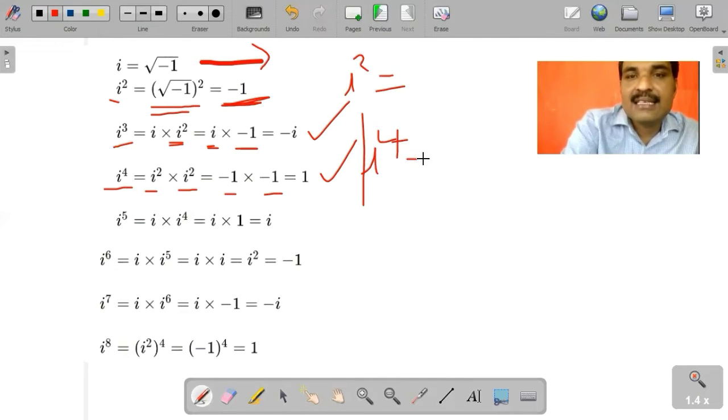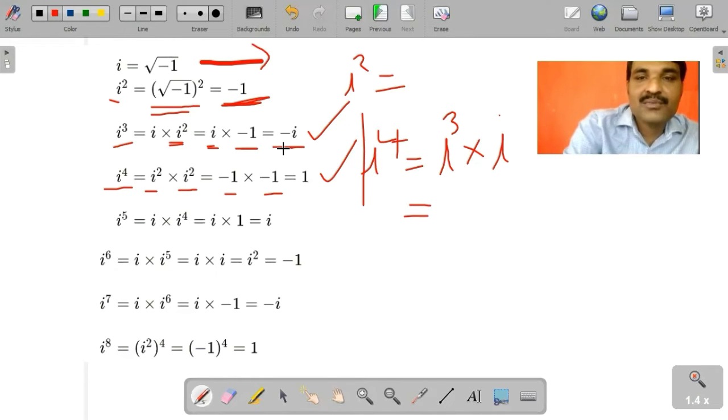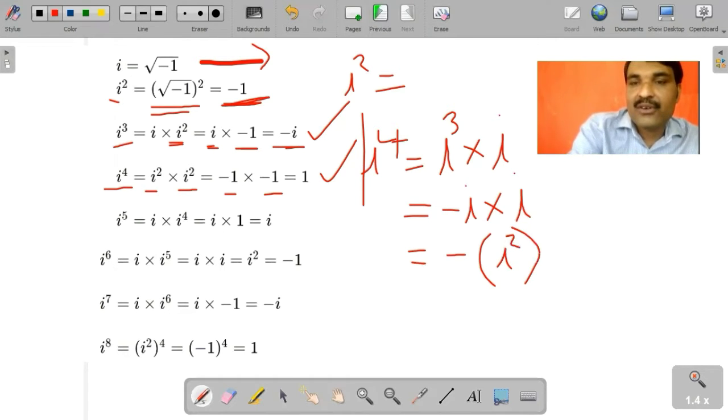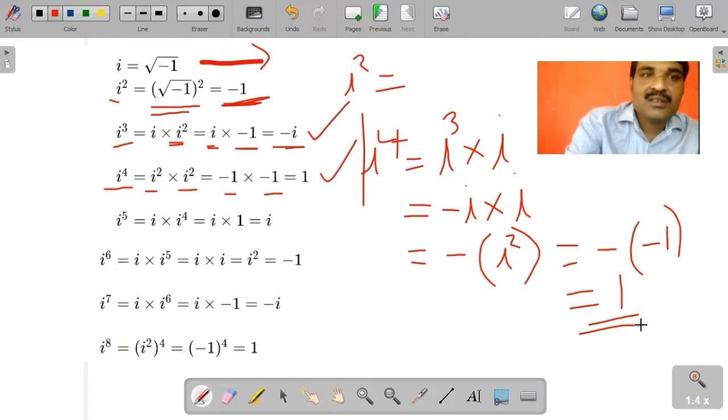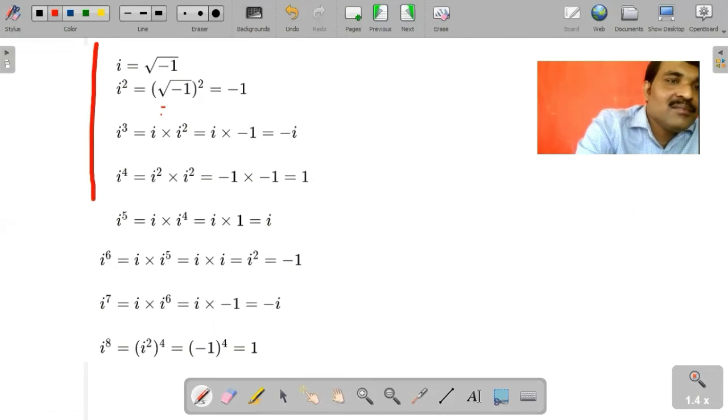Right. Or we can write iota raised to 4 that is equal to iota cube multiplied by iota. What is iota cube? Iota cube is equal to minus iota multiplied by iota. Right. So this is equal to minus of iota multiplied by iota. That is iota square. Iota square is equal to -1. So minus of -1. That is equal to 1. Right. So നമുക്ക് ഈ 4 ഒന്ന് ആഡ് ചെയ്യാം.